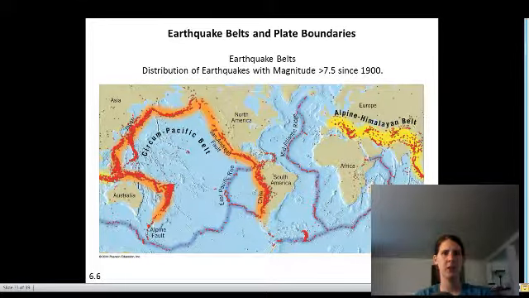So here's just looking at the circum-Pacific belt, and then you see the Alpine Himalayan belt. So this just shows how subduction and convergent boundaries create the earthquakes, and then orogeny activities at the collision boundaries can actually create earthquakes.